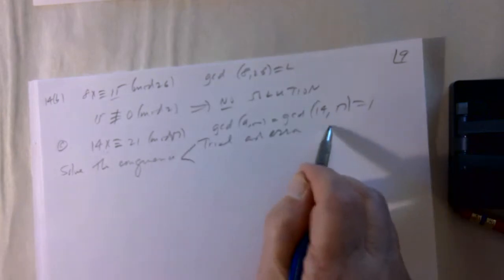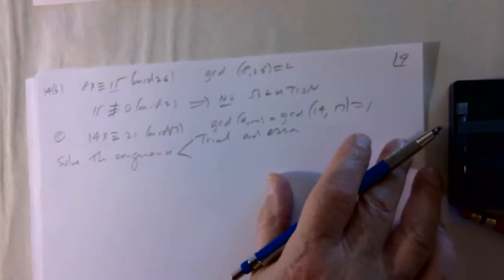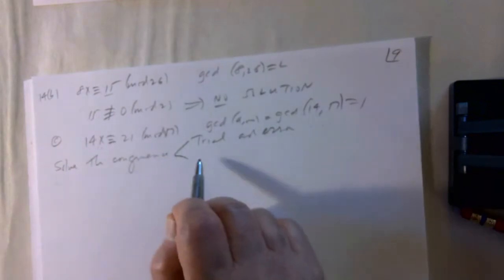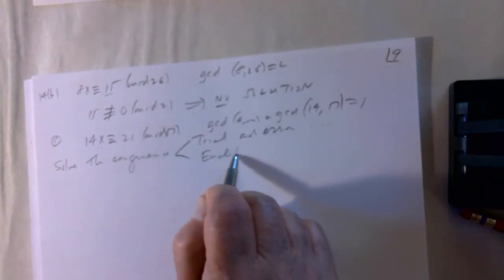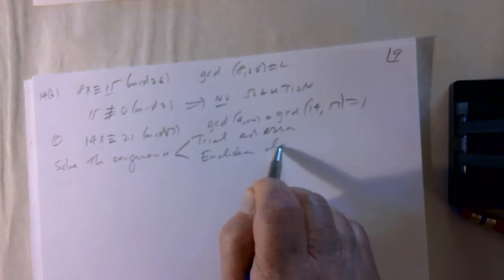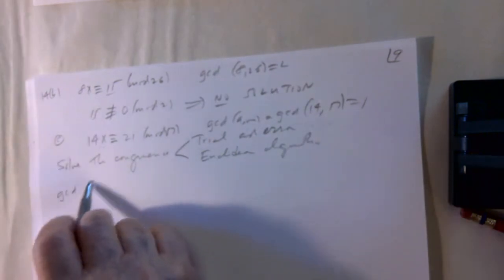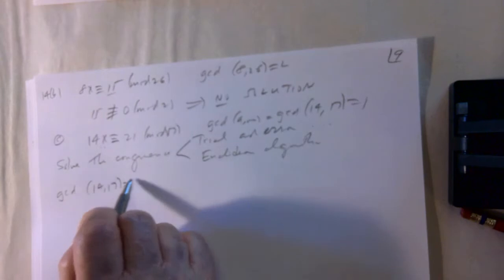That's one method. I mean, that just takes some work. Sometimes you have to do some work. Another way is to use the Euclidean algorithm. So the GCD of 14 and 17 is 1.